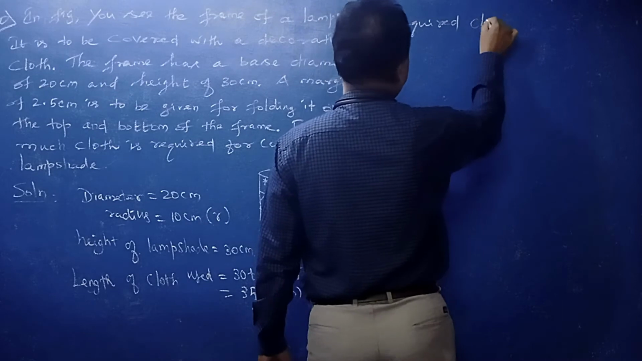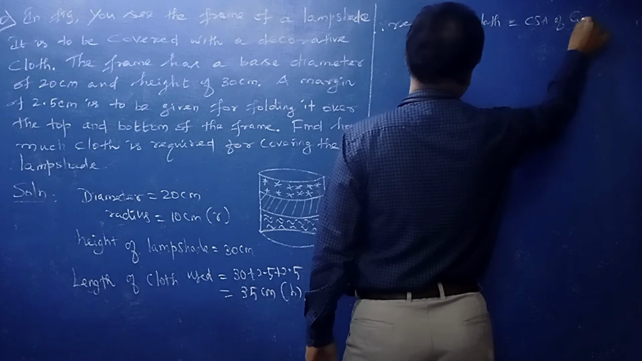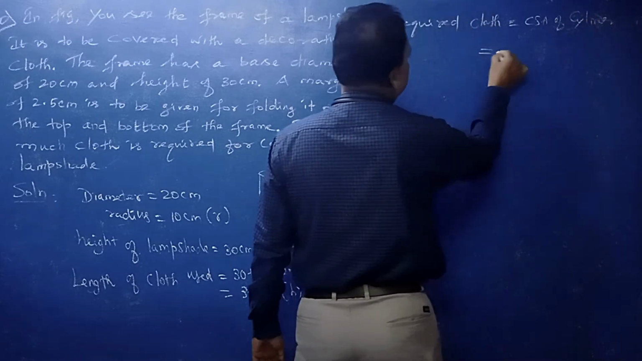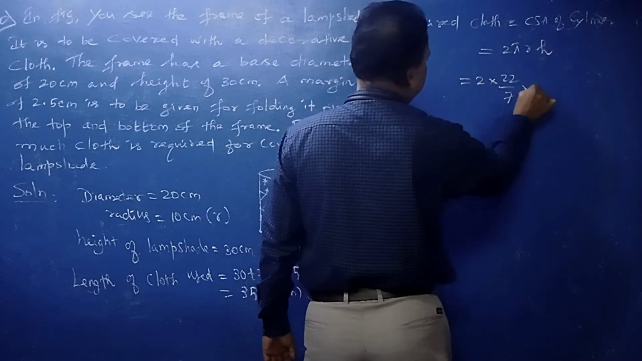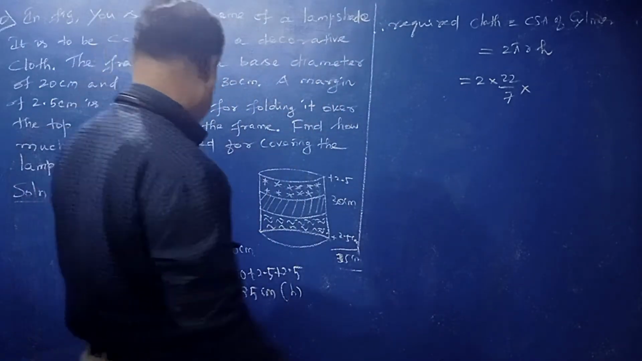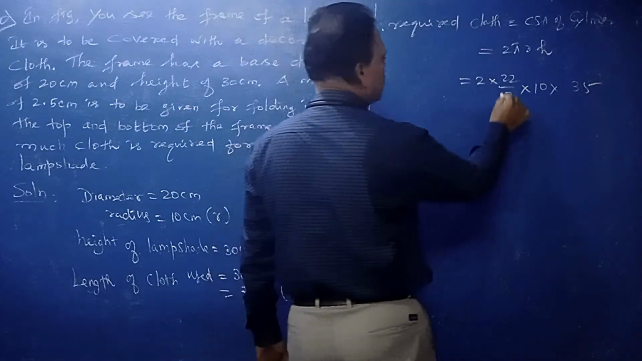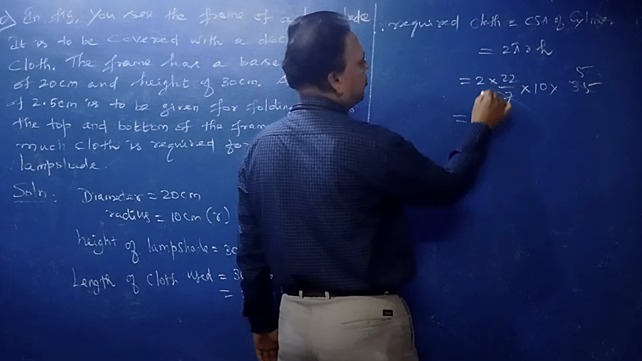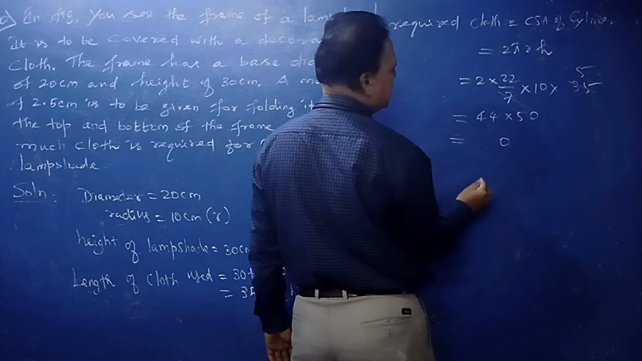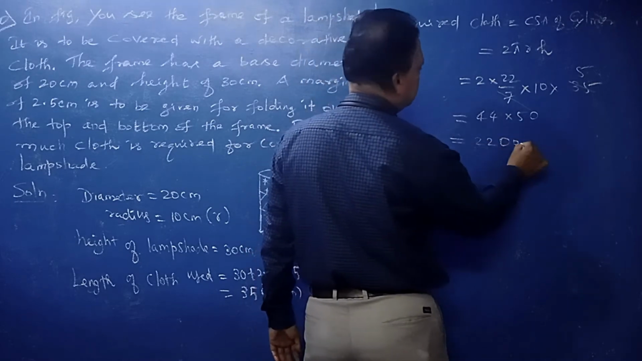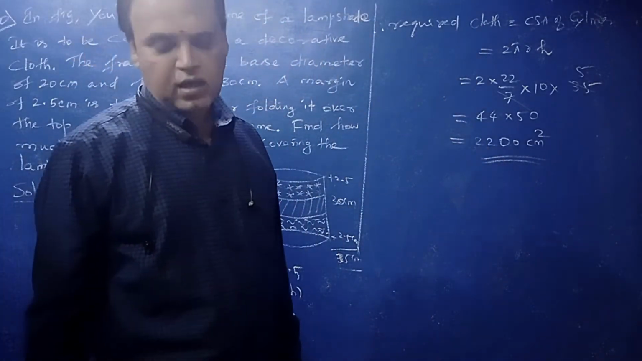Therefore, required cloth is equal to CSA of cylinder, that is 2 pi R H. That is 2 into 22 by 7 into R, which is 10, and height is 35. So you cut it, 5 times will go. 44 into 50, which is 2200 centimeter square. This much cloth is used.